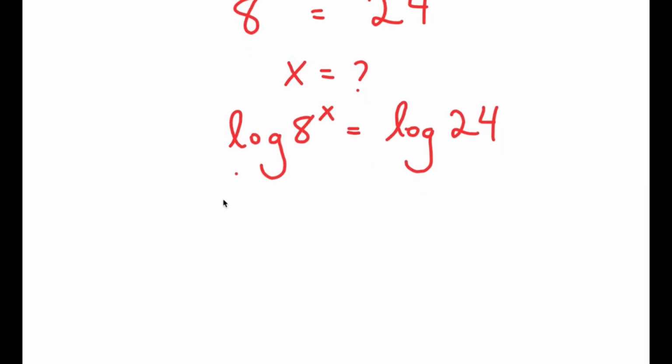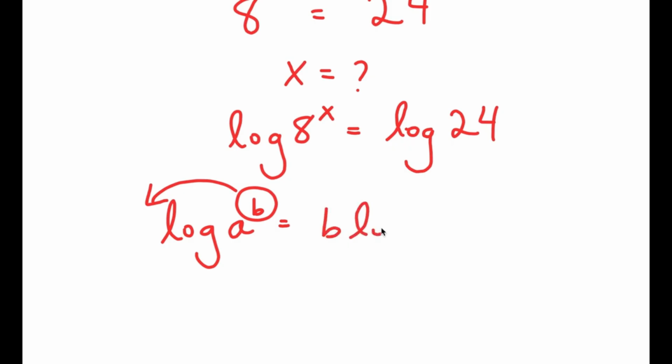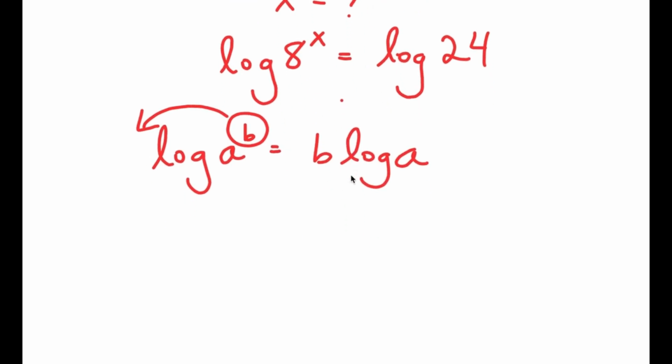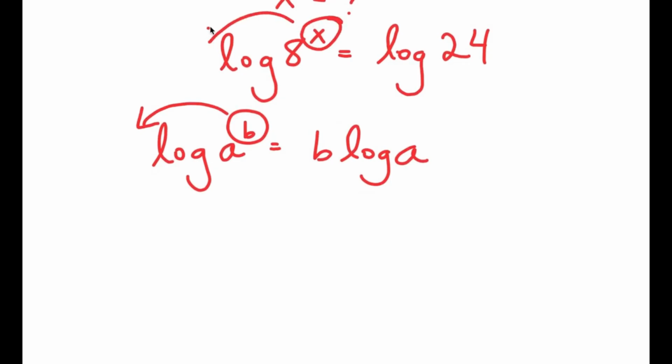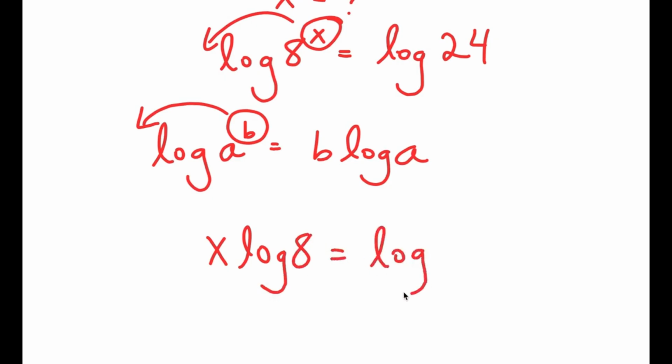Now, if I have something in the form log of a to the power of b, I can move this exponent b to the front. So this turns into b times log a. In this case, I have log 8 to the power of x, and I can move x to the front. So this turns into x times log 8, which is equal to log 24.